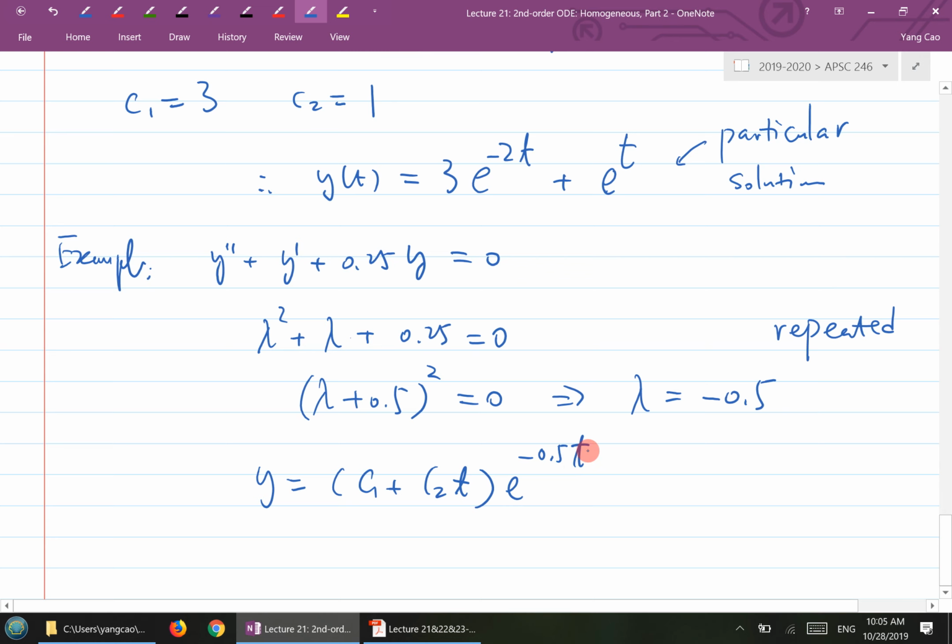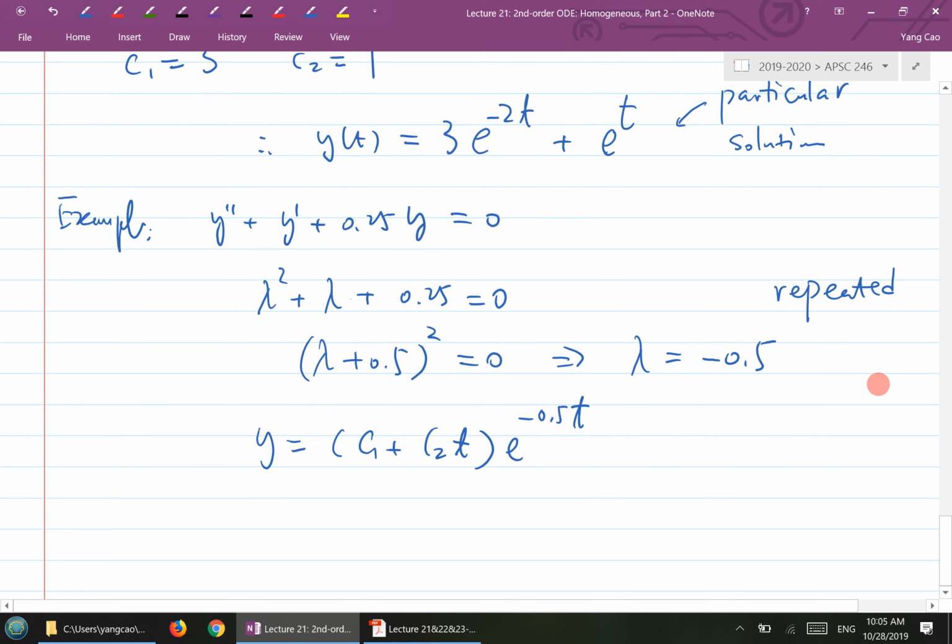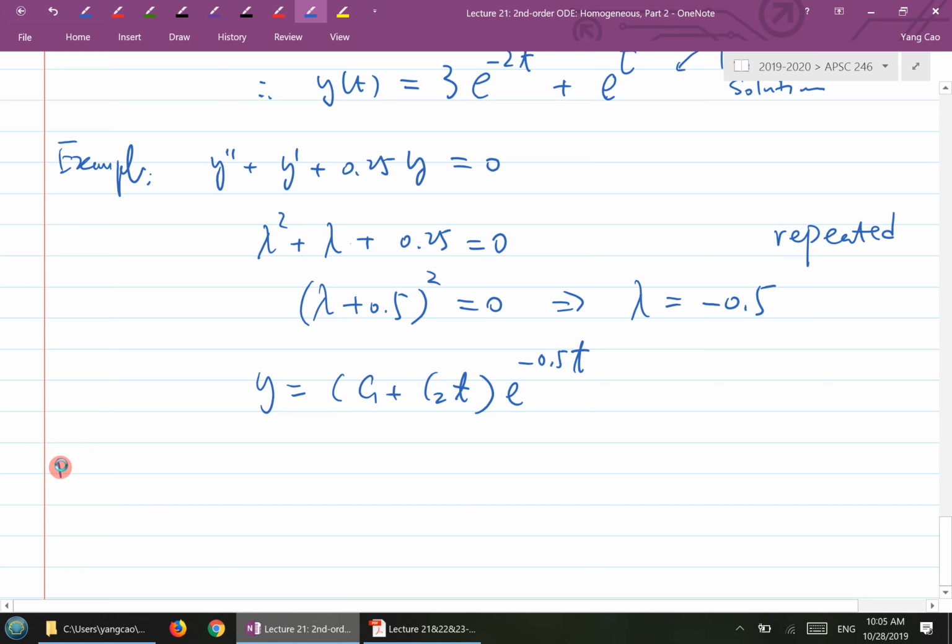This question didn't give you any initial conditions, so you don't have to go ahead and solve for C1 and C2. Otherwise, you can solve for C1 and C2. That's case number 2. So I'm giving you an example for each case here. Let's take a look at one more example.